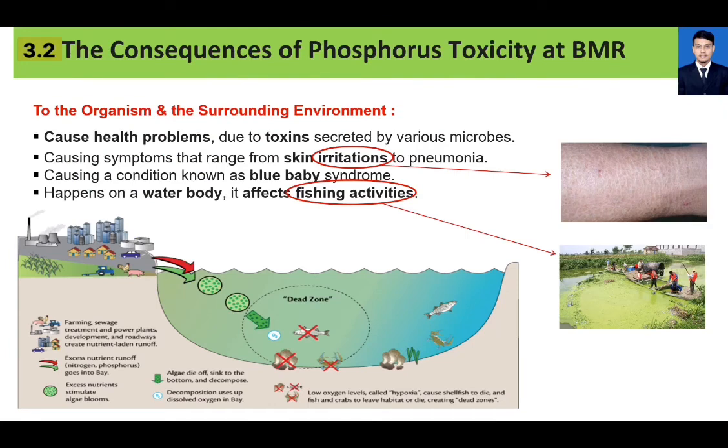The last one is to the organisms and the surrounding environment. Water from a eutrophic lake and reservoir may cause health problems due to toxins secreted by various microbes, causing symptoms that range from skin irritation to pneumonia, and a condition known as blue baby syndrome. Additionally, eutrophication favors the growth and dominance of cyanobacteria, which contain toxins that can have a detrimental effect on human and environmental health. This also happens in the water body.